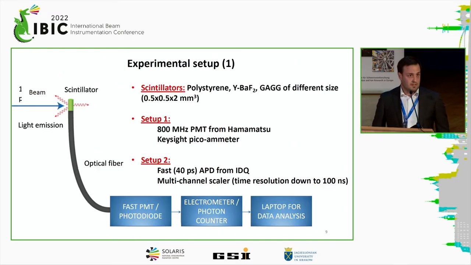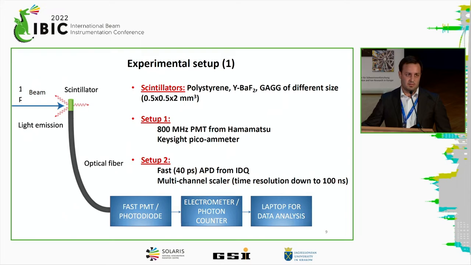So as far as the scintillators, we are using polystyrene scintillators, but also yttrium-doped barium fluoride and GAGG, which are much more radiation resistant than the polystyrene, in very small size. As I said, here it's a 0.5 x 0.5 x 2 cubic millimeter scintillator.